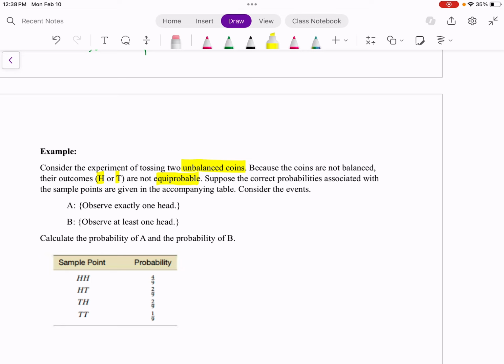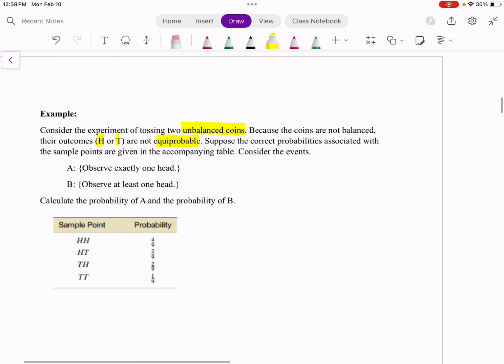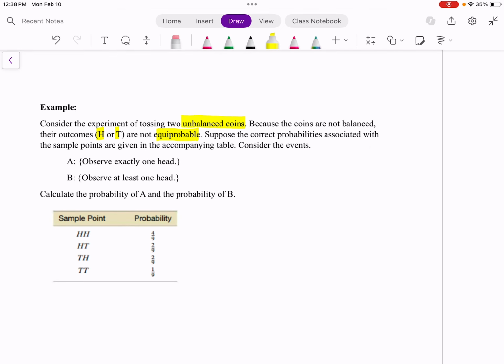Suppose the correct probabilities associated with the sample points are given in the table. So here we have a table, and the table has a collection of every sample point. So we have head, head, head, tail, tail, head, tail, tail.